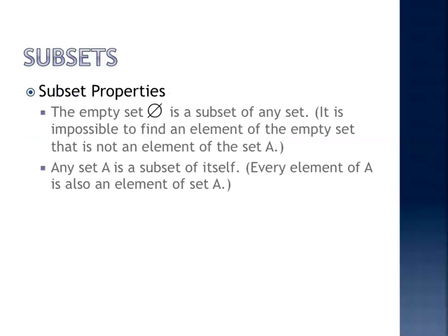Now, a couple properties of subsets. So first, the empty set is a subset of any set. It is impossible to find an element of the empty set that is not an element of the set A. So we would say the empty set is a subset of any set. And then any set A is going to be a subset of itself, because every element that's in A is also an element in A. Okay, so the empty set is a subset of any set, and the set is always going to be a subset of itself.